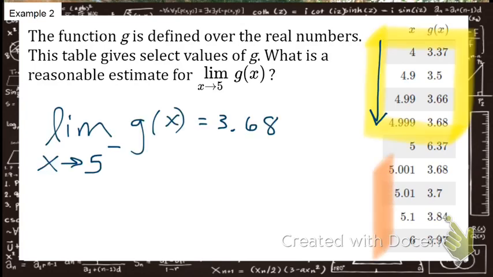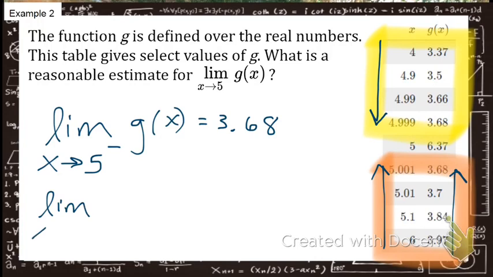From the other side, numbers greater than 5 would be these ones, and I'm reading it up. So here are numbers getting closer to 5 from the right-hand side. We have 6, 5.1, 5.01, 5.001, and here are the values: 3.97, 3.84, 3.7, 3.68. What would you guys say is a reasonable estimate of the limit as we approach from the right? 3.68. So the limit as we approach 5 from the right of this function is equal to 3.68.